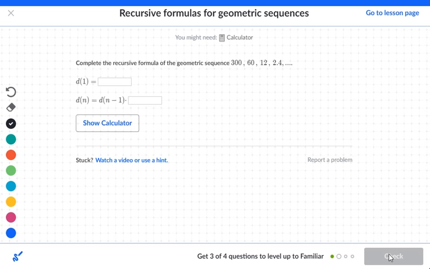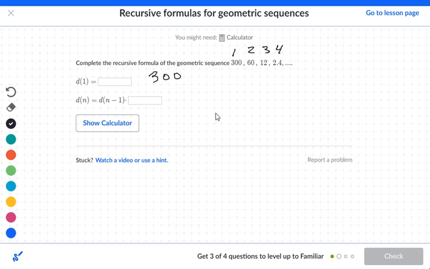Okay, next question. Again, we want to look at what we're given here. And this is the first number in the sequence. The 60 is the second. The 12 is the third, and then the 2.4 is the fourth. So the very first number in the sequence is 300. Now we have to figure out what the rule is. Notice that the numbers are actually getting smaller here.